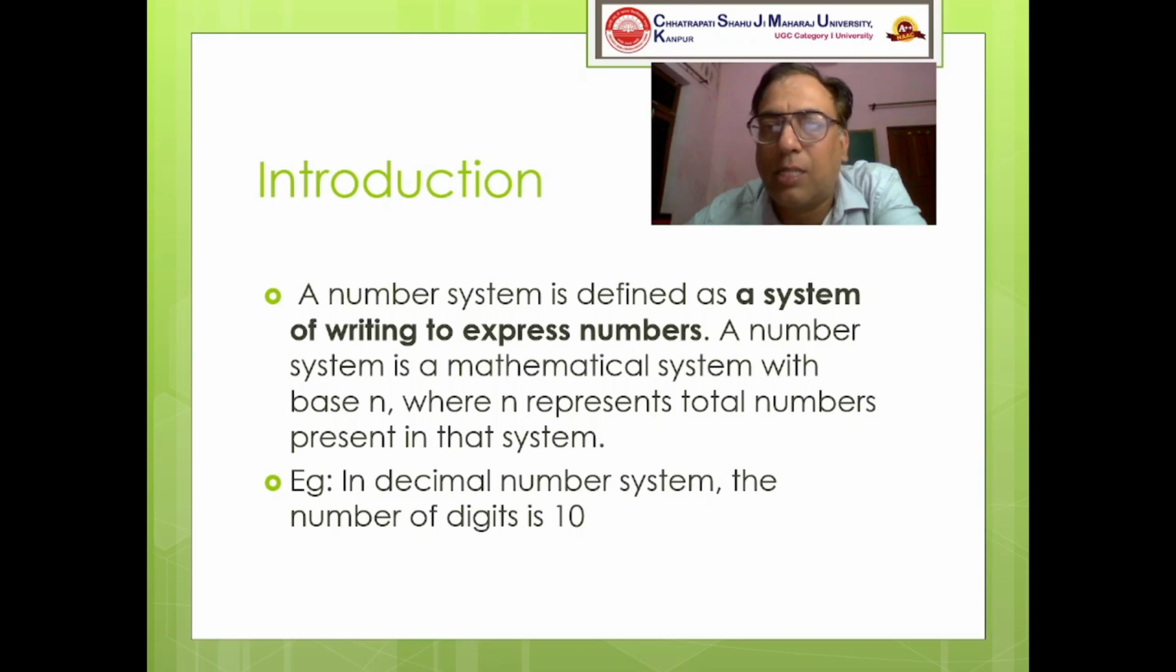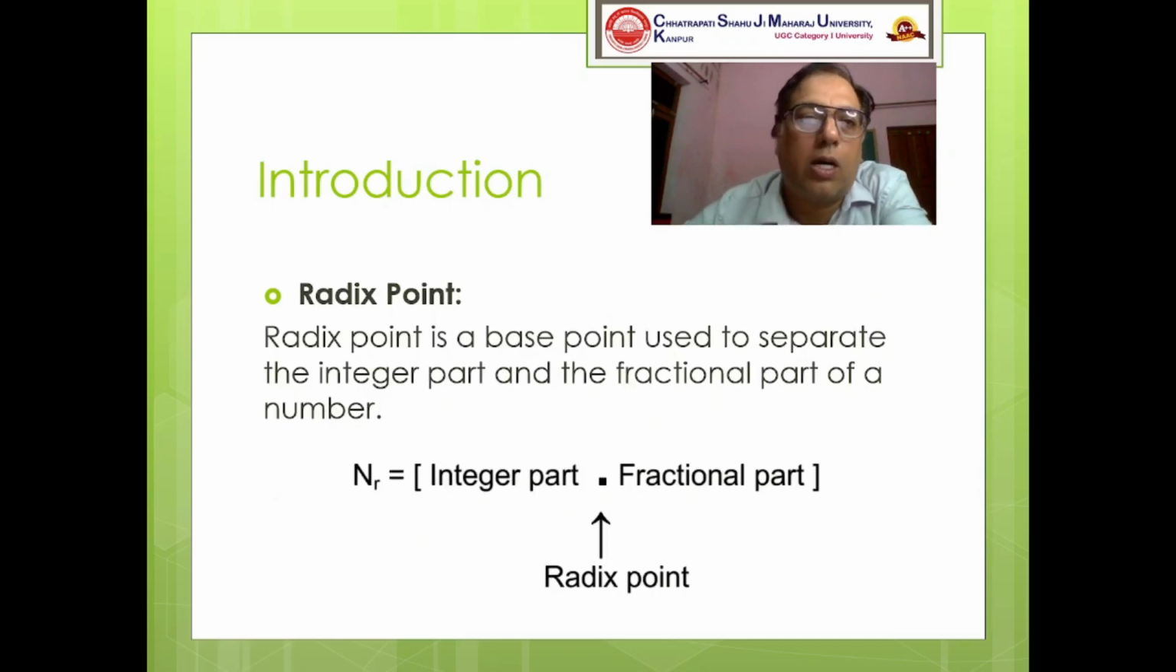For example, in the case of a decimal system, the total number of digits are 10. Now, we are discussing some basic definitions and basic preliminaries which are required to understand the number system. First is radix point. Radix point is a base point used to separate the integer part and the fractional part of a number. For example, when it is shown that there is an integer part and a fractional part, and there is a point between them, that is known as radix point.